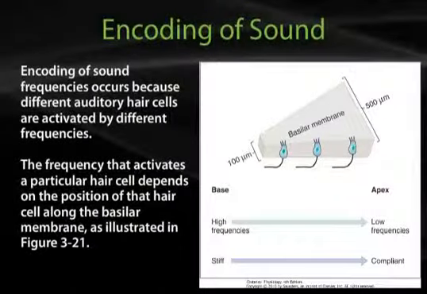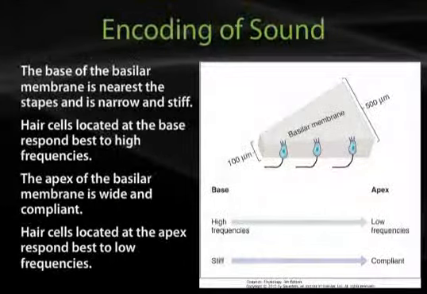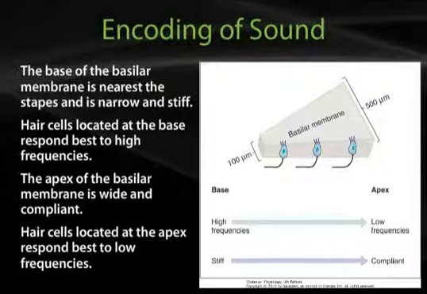Let's talk about encoding of sound. Encoding of sound frequencies occurs because different auditory hair cells are activated by different frequencies. The frequency that activates a particular hair cell depends on its position along the basilar membrane, as illustrated in figure 3-21. The base of the basilar membrane is nearest the stapes and is narrow and stiff. Hair cells located at the base respond best to high frequencies. The apex of the basilar membrane is wide and compliant. Hair cells located at the apex respond best to low frequencies.